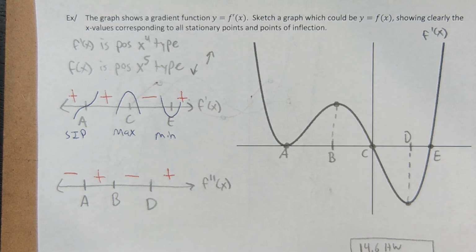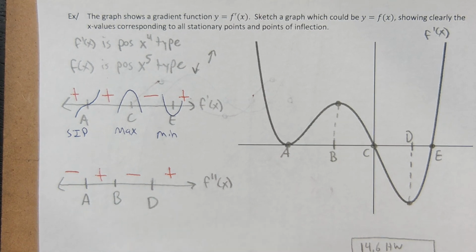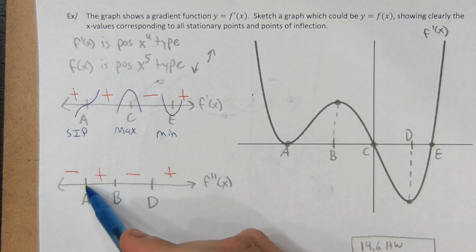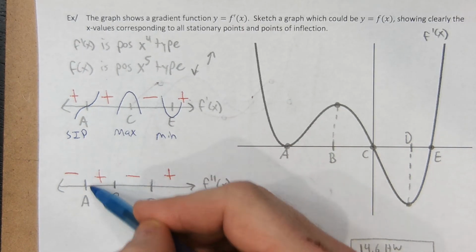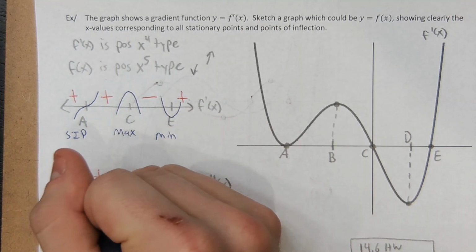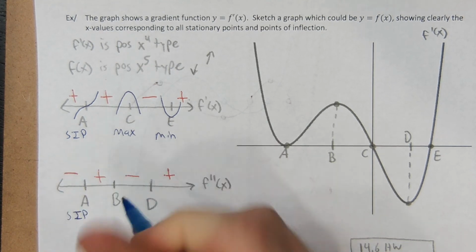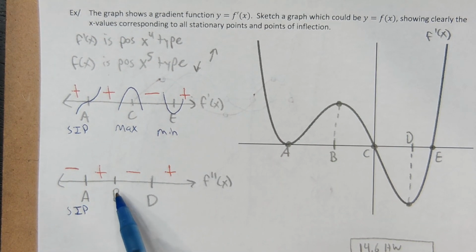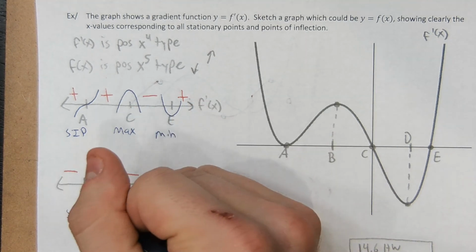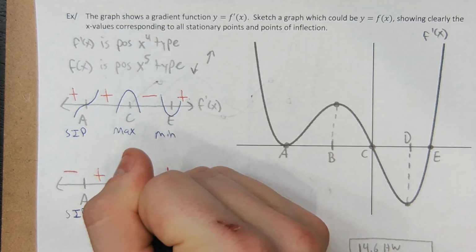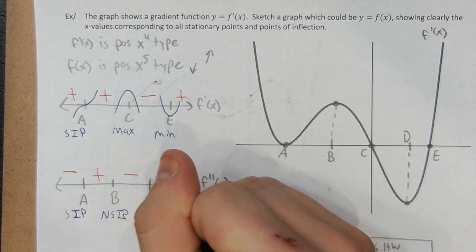So anytime you have a change in concavity, you have an inflection point of some sort, right? So all three of these are inflection points. But this one is the only one that showed up on both. So we already know that this is a stationary inflection point. And because I have a sign change here, this is an inflection point, but it didn't show up here. That makes it a non-stationary inflection point. And same thing here, non-stationary inflection point.